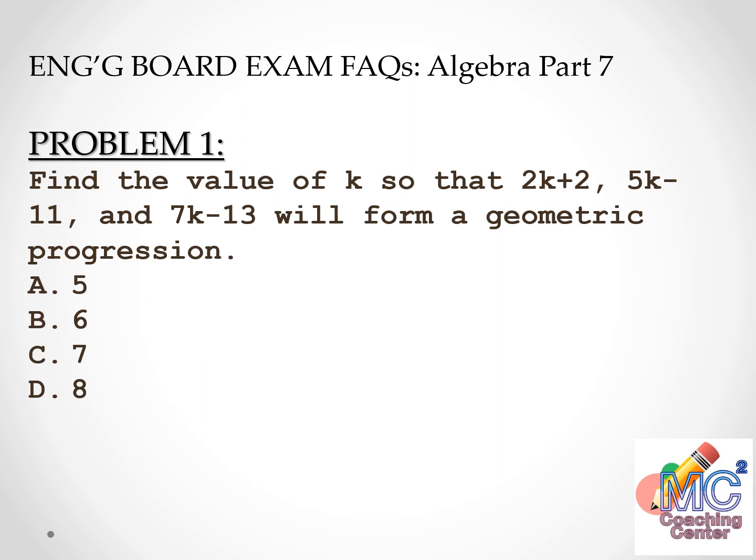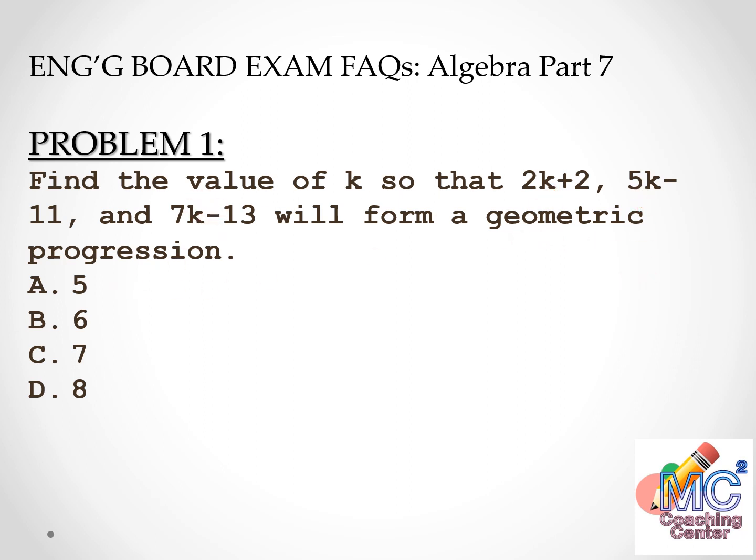Ibig sabihin po ng common ratio, class, if this term, 5k minus 11, i-divide natin sa term na 2k plus 2, yung result nun equals sa 7k minus 13 i-divide natin sa 5k minus 11. So parehas lang po sila ng ratio. Tapos yung hinahanap po natin is the value of k.